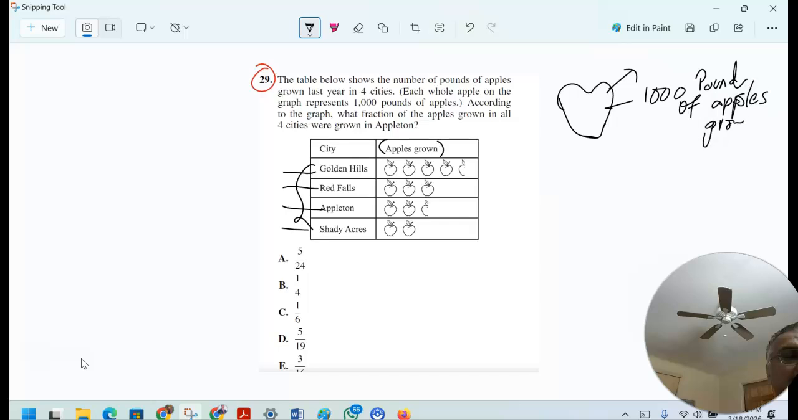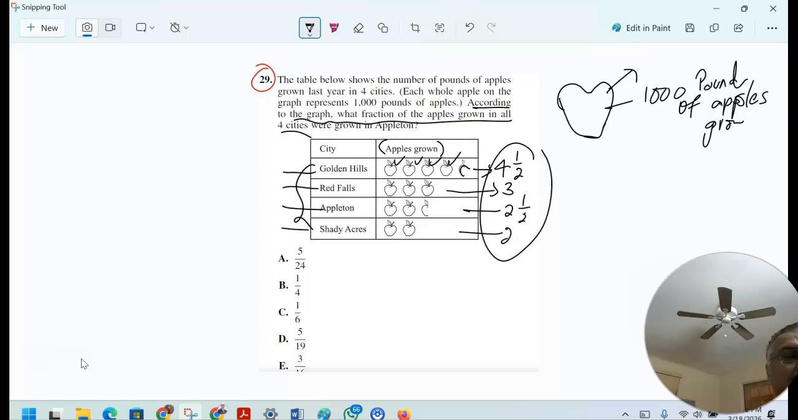So the question is asking, according to the graph, what fraction of the apples grown in all 4 cities? When you look at it, there's a full apple, 1, 2, 3, 4, and there's a half here. This is half of the apple. So this is 4.5. These are all together 3 apples, so 3. This is 2.5, and this is 2. So all you do is add up these.